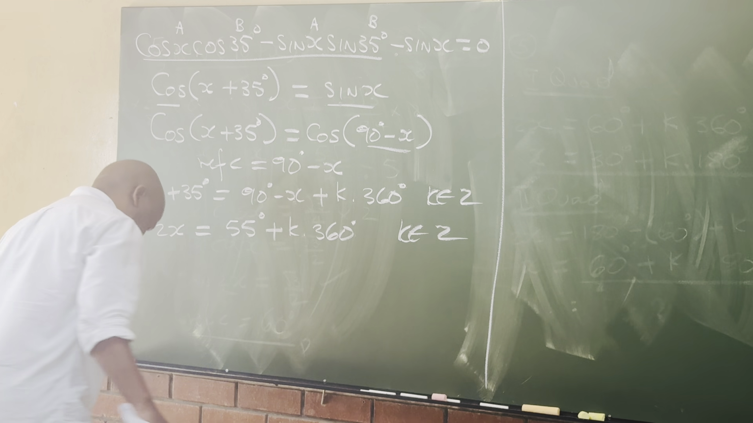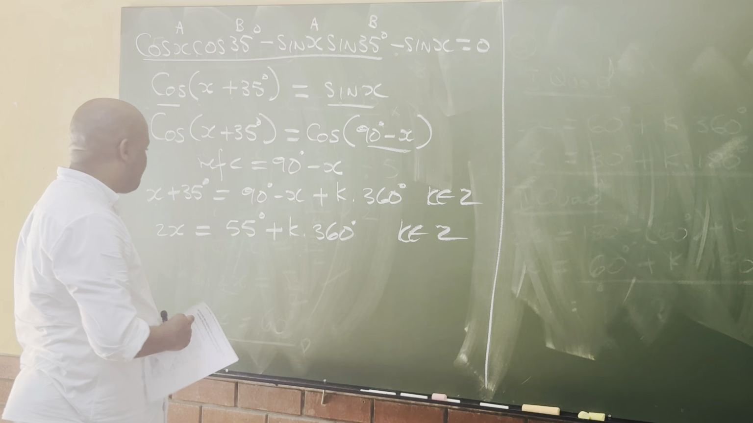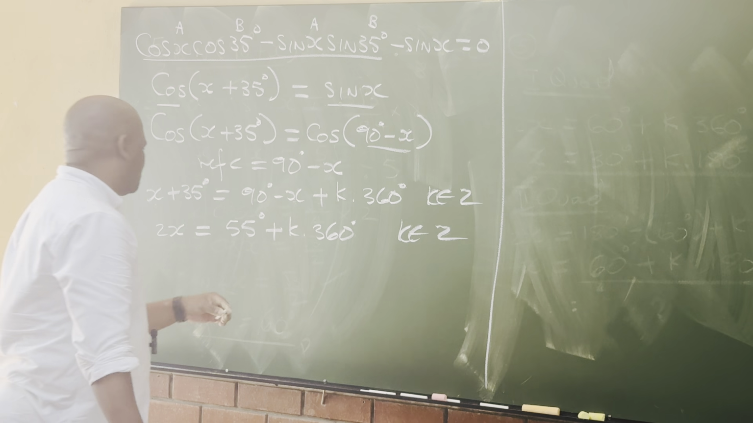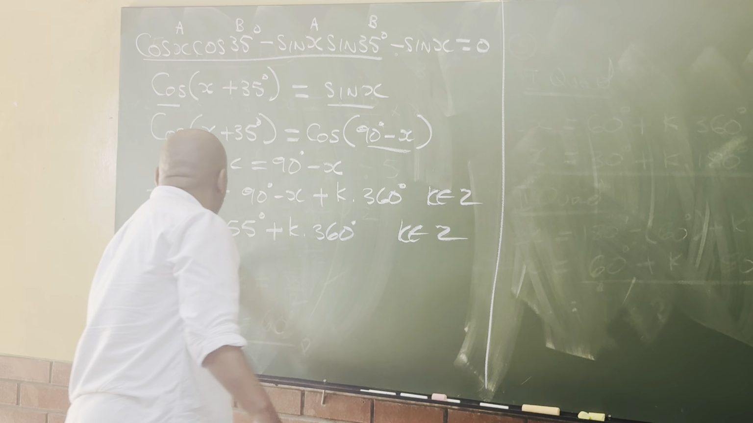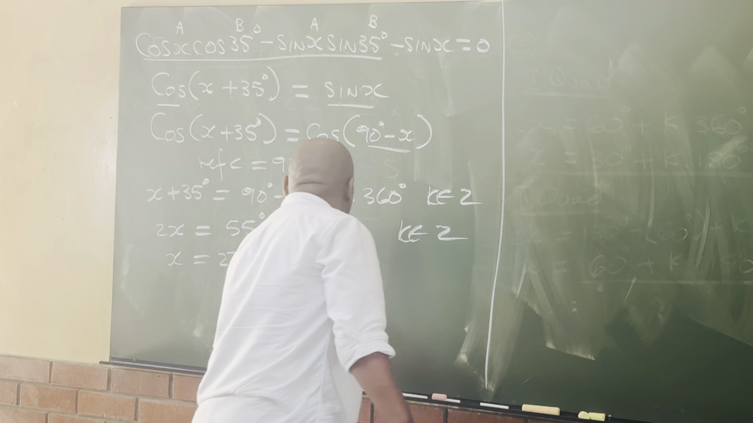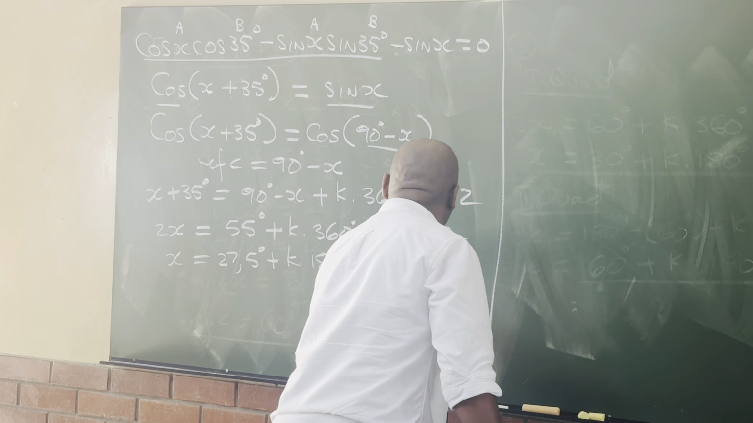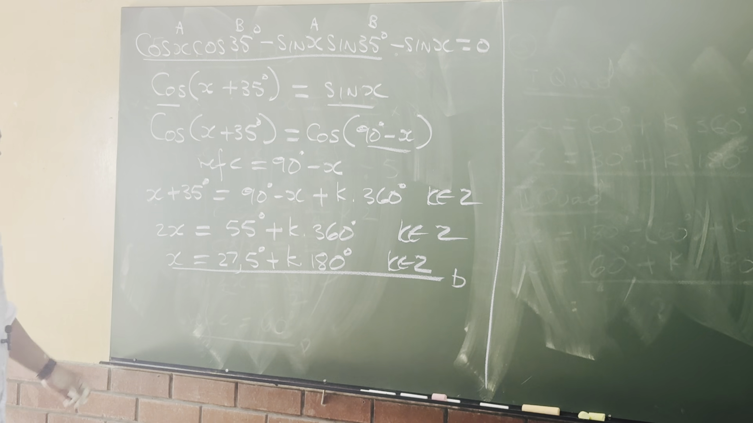And then we divide by 2. If we divide by 2 across, we have x equals 27.5 plus k times 180, where k is an element of integers. Then we look for the second solution.